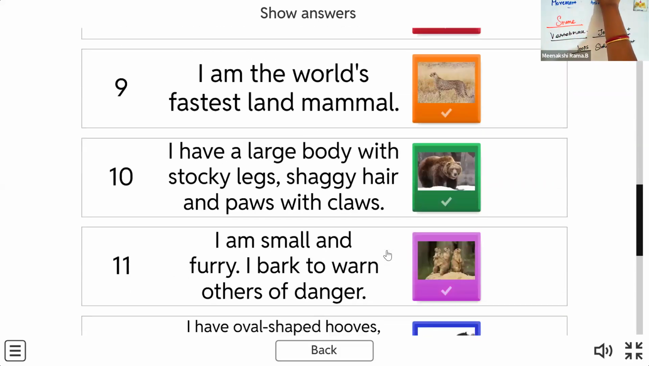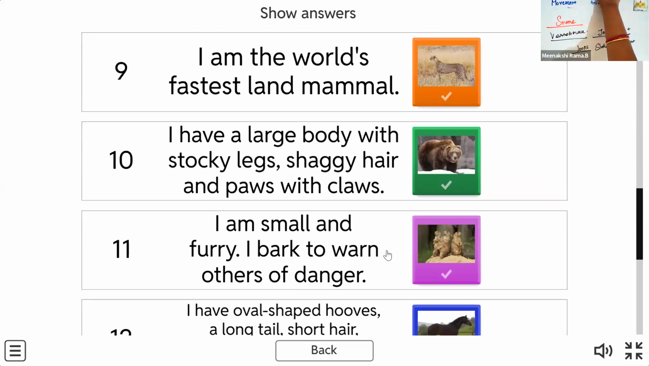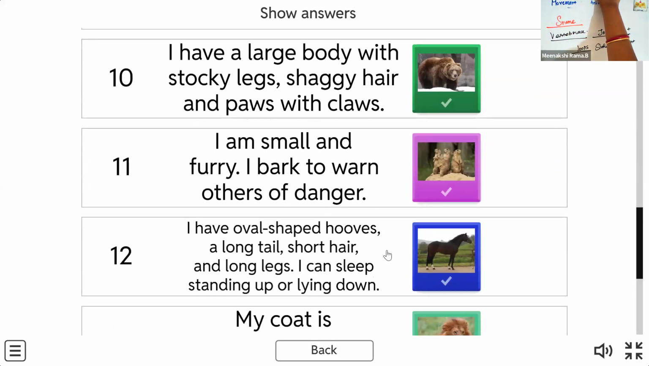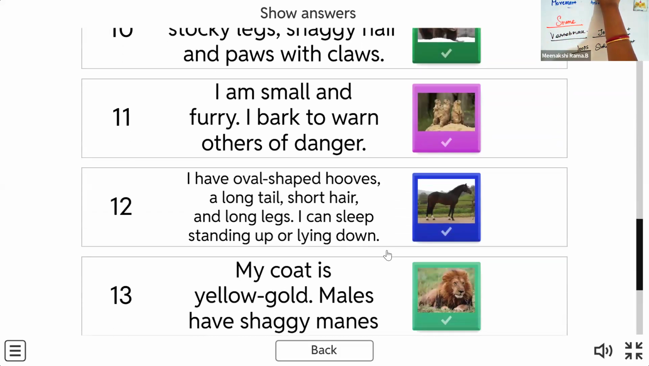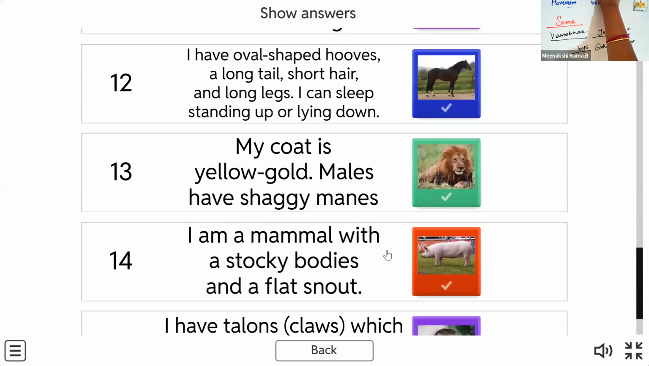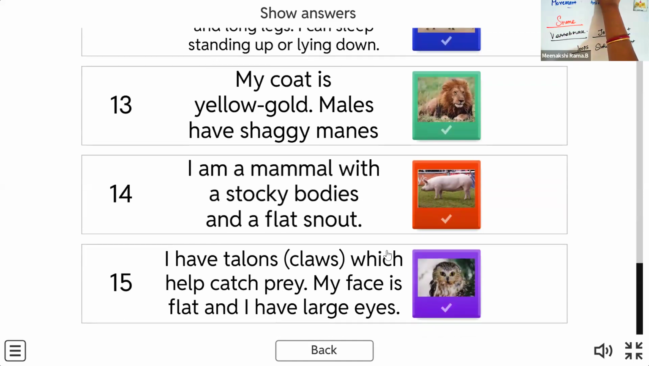I am small and furry, and I warn others of danger. Oval-shaped hooves, long tail, short hair. That is horse. Coat is yellow-gold. Males have a shaggy mane, that means lion. I am a mammal with a stocky body, and have claws that help to grab, my face and large eyes. That is owl. Okay. I think it is also related to our lesson. We learned different kinds of animals, their natures, and their special body features also. Okay.